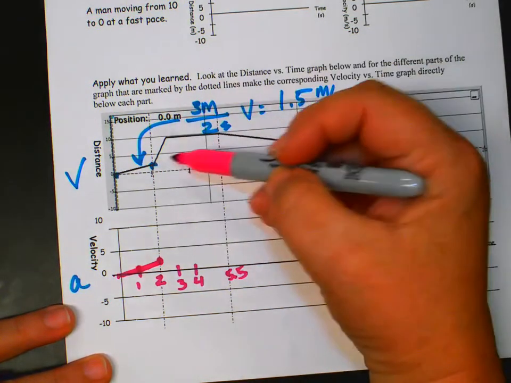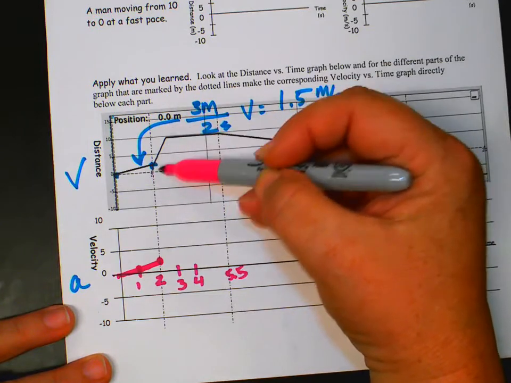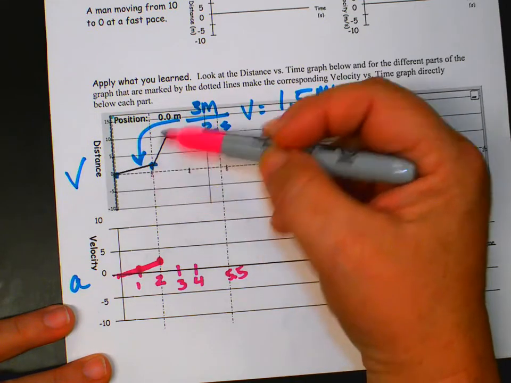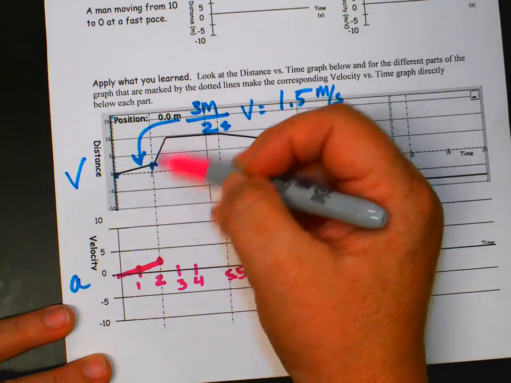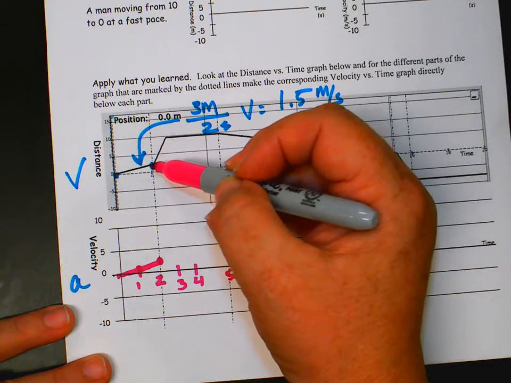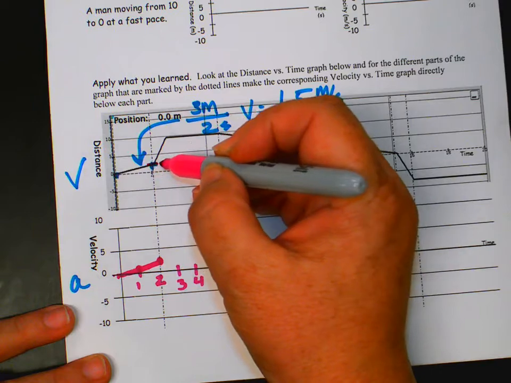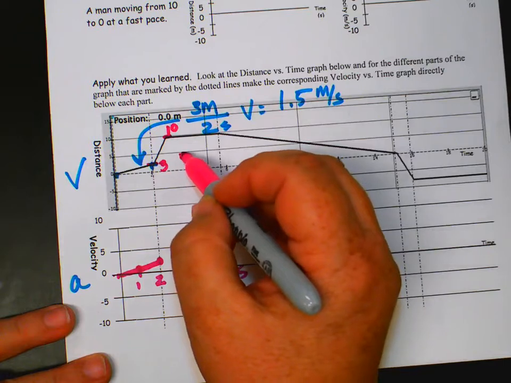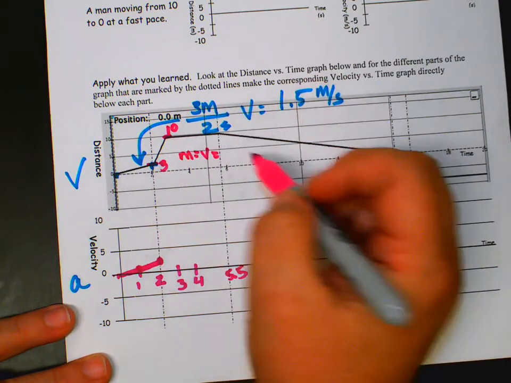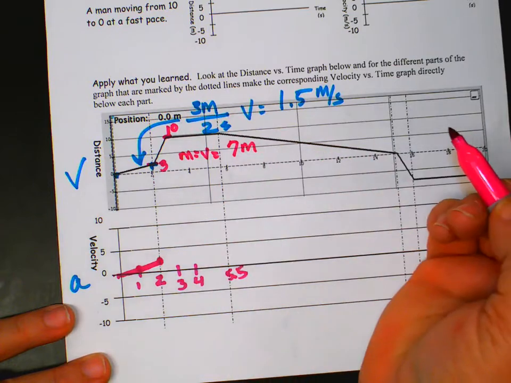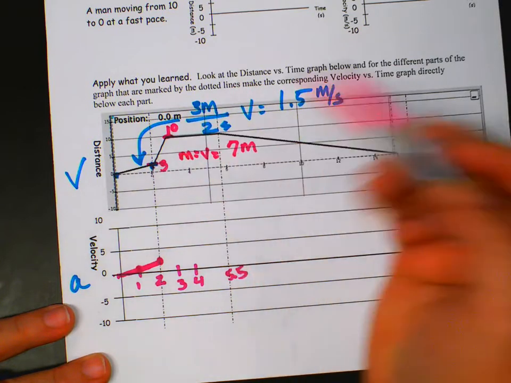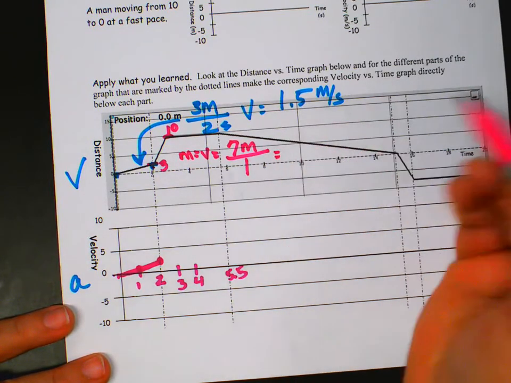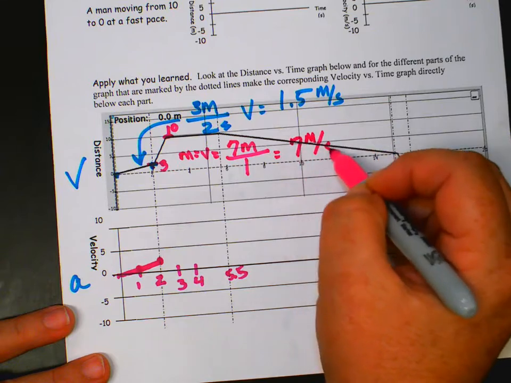This next part is a lot steeper. So here he's going slow, then he sped up because the slope is a lot steeper. So he went from 3 to 10 meters. So the slope, or the velocity, right here is going to be 7 meters, because that's the difference. He went from 3 meters to 10 meters, but he did it in 1 second. So his velocity is 7 meters per second.